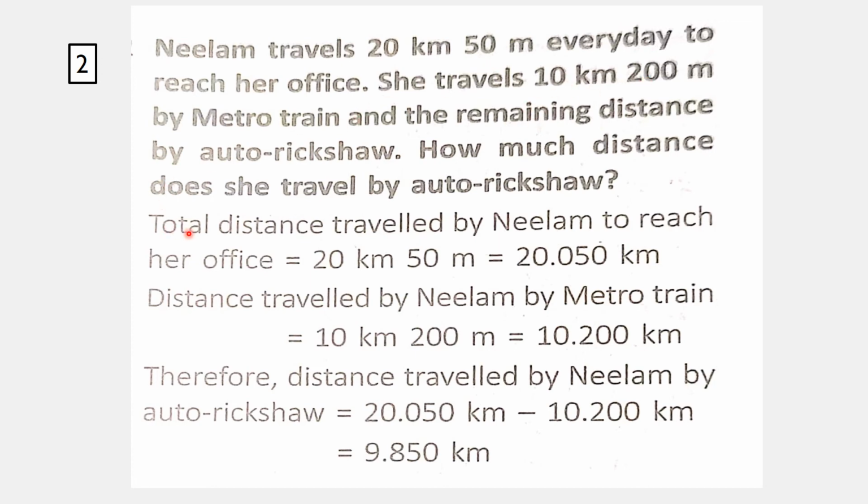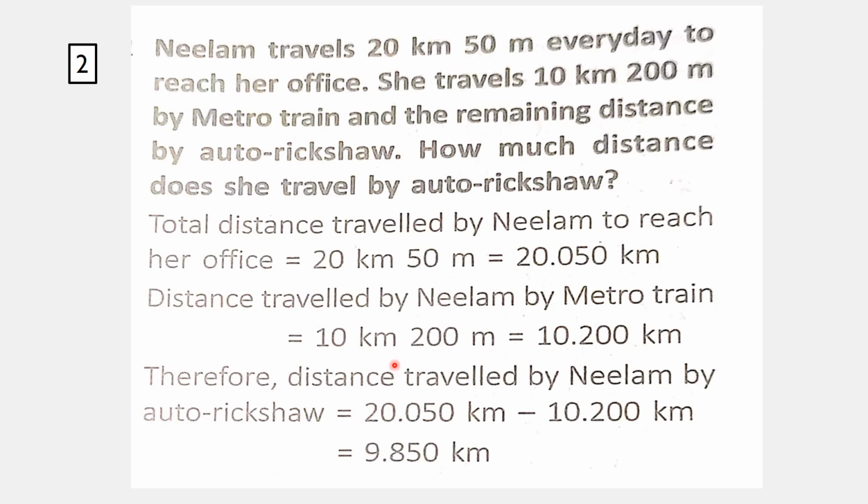So let us see, the total distance traveled by Neelam to reach her office is 20 kilometer 50 meter. Now you change this into kilometer. So to change this into kilometer, you have to divide 50 by 1000 because 1 kilometer is equal to 1000 meters. So on dividing, you get 0.050 kilometer. So we add with 20, so 20.050 kilometer.